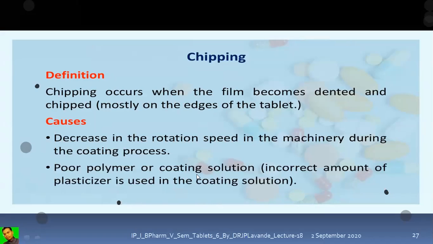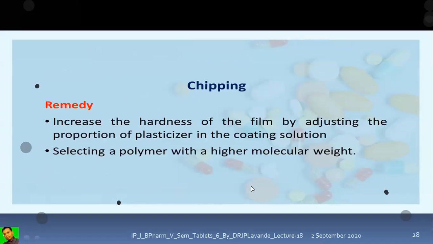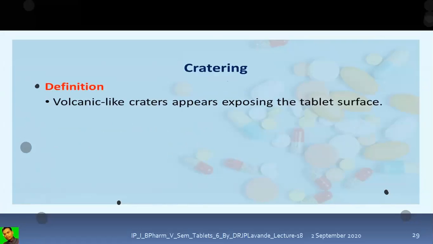The poor polymer or coating solution. The incorrect amount of plasticizer is used in the coating solution. So the remedy in order to treat the chipping is to increase the hardness of the film by adjusting the proportion of plasticizer in the coating solution. We need to adjust the hardness so that the chipping will not occur. Selecting a polymer with a higher molecular weight, the polymer with higher molecular weight will avoid the process of chipping.